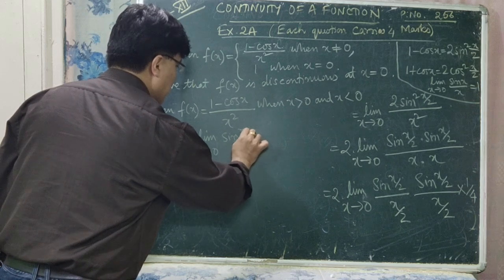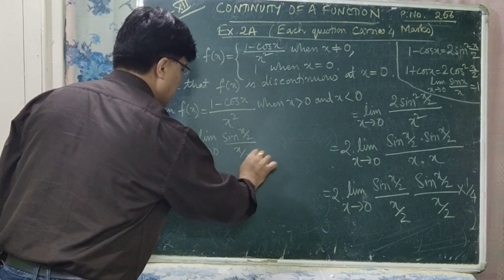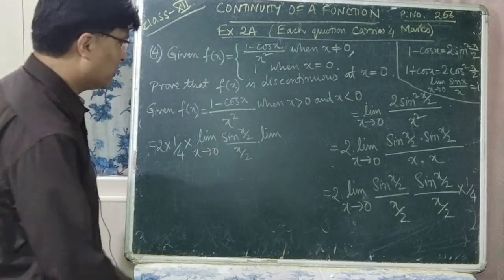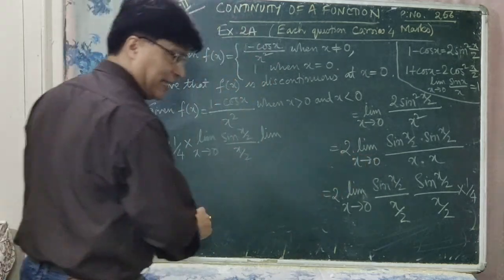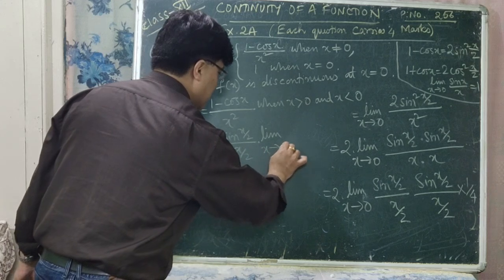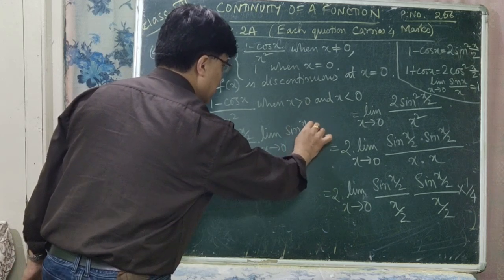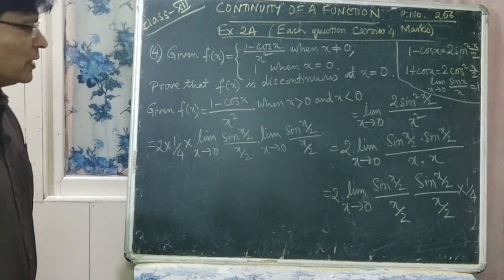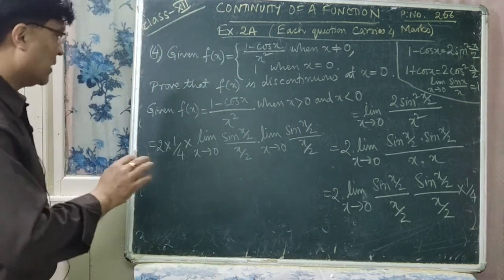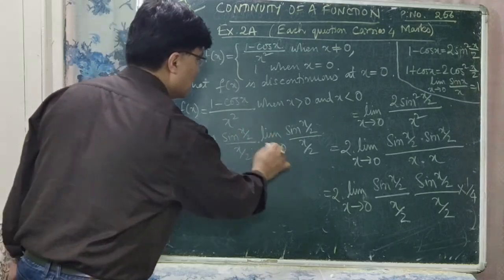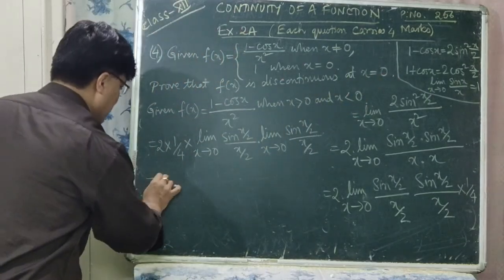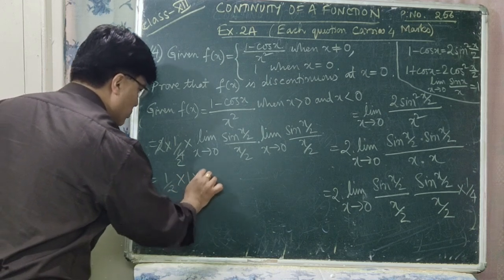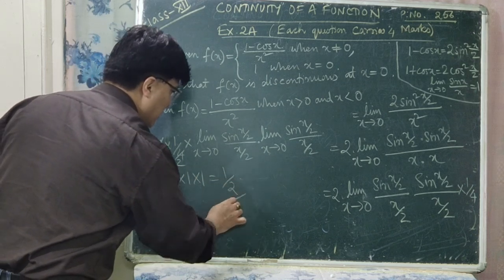This is your sin x by 2 upon x by 2 into, for this second expression also you can write down the limit because it contains x. So limit x tends to 0. This is sin x by 2 divided by x by 2. So I think you have understood it. Okay. Now this is the standard limit whose value is 1, right? So 2 1s are 2, 2 2s are 4. So this is half into 1 into 1, which is equal to half.